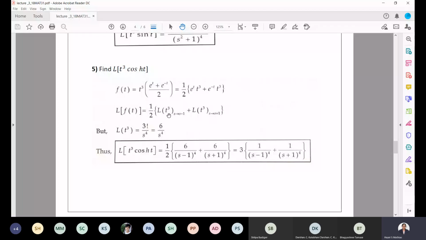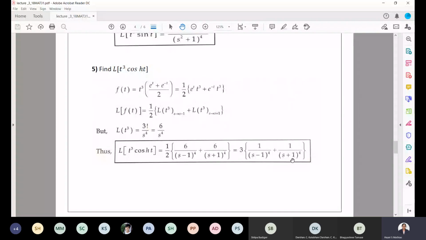First find the Laplace transform of t cube, then apply the previous property. You have to replace s by s minus 1, and here e power minus t is there, that's why you have to replace s by s plus 1. It depends on what value of a the power of the exponential function contains. Remember this. Now what we do here, nothing much, you can take the 6 outside, 2 3s are 6, so 3 into 1 by s minus 1 power 4 plus 1 by s plus 1 power 4.